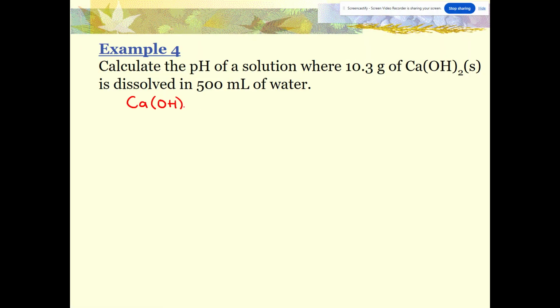The first thing I need to do is figure out what type of compound I have. Do I have an acid or a base? This is an ionic hydroxide, so it is a base. When you have a base, you do not react it with water. Only acids react with water. Weak bases will react with water, but for Chem 20 review, we focused only on strong bases. Strong bases are all ionic hydroxides, so they will always just dissociate.